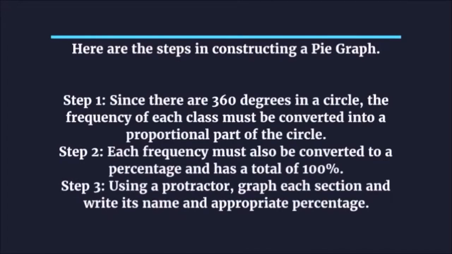Here are the steps in constructing a pie graph. Step 1. Since there are 360 degrees in a circle, the frequency of each class must be converted into a proportional part of the circle. Step 2. Each frequency must also be converted to a percentage and has a total of 100%. Step 3. Using a protractor, graph each section and write its name and appropriate percentage.